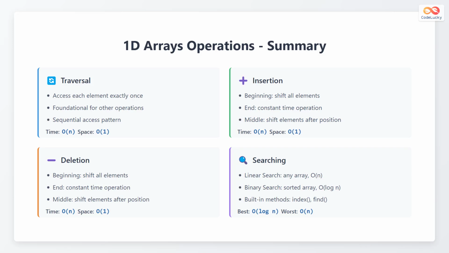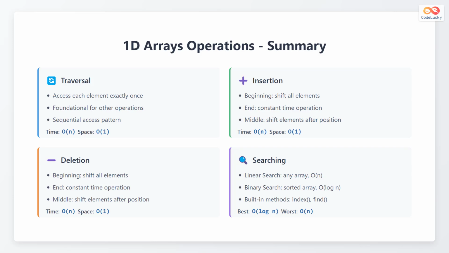Here is a summary of the 1D array operations we have discussed. Traversal involves accessing each element exactly once, is foundational for other operations, and follows a sequential access pattern. Time complexity is O(n), and space complexity is O(1). Insertion at the beginning requires shifting all elements, at the end is a constant time operation, and in the middle requires shifting elements after the insertion position. Time complexity is O(n), and space complexity is O(1).